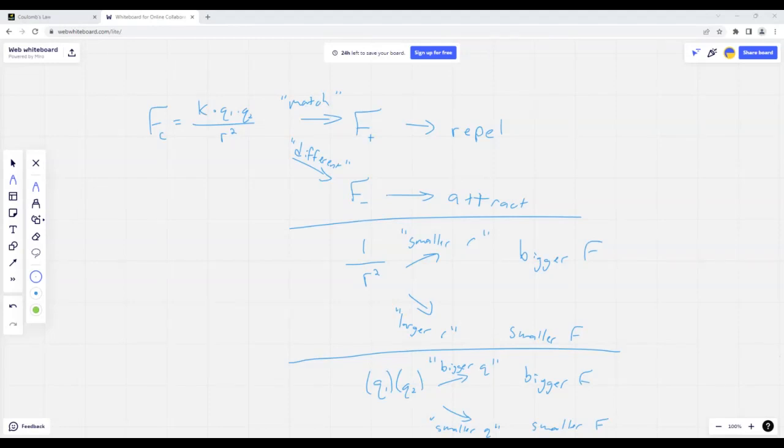Now, it gets tricky if you start changing Q and R at the same time, because if one changes more than the other, then it can swing the answer. But for right now, if we're only changing one thing at a time, either distance or charge, then we can see how the overall force is going to change.